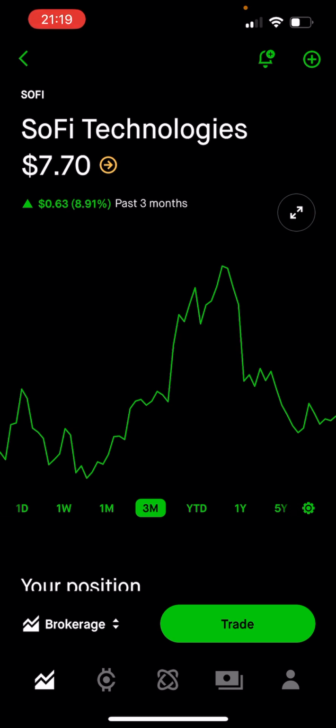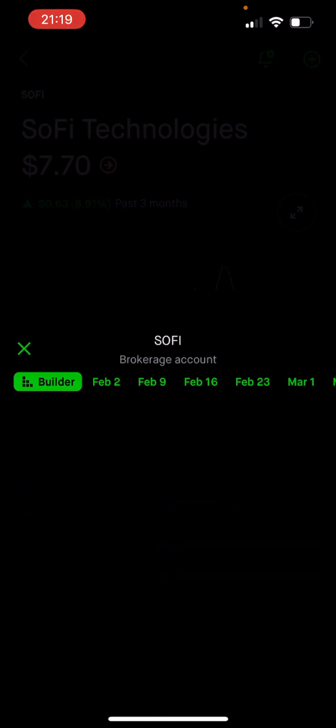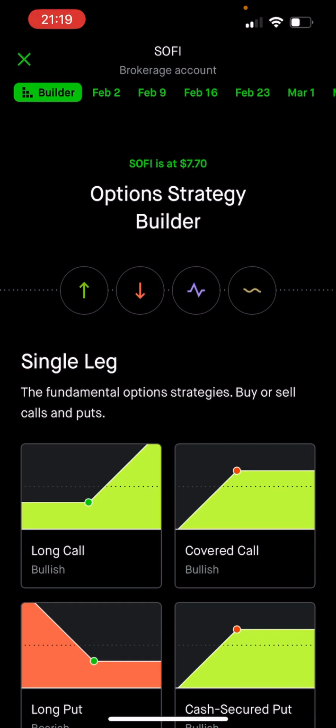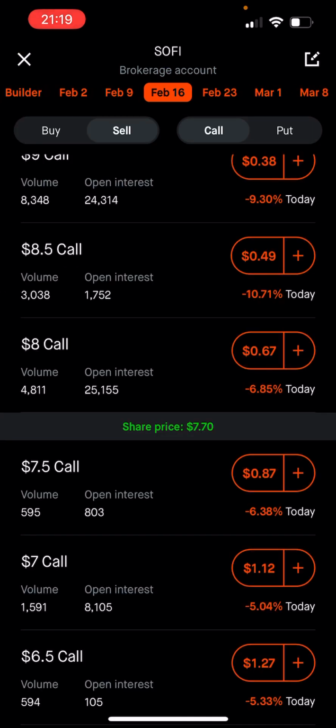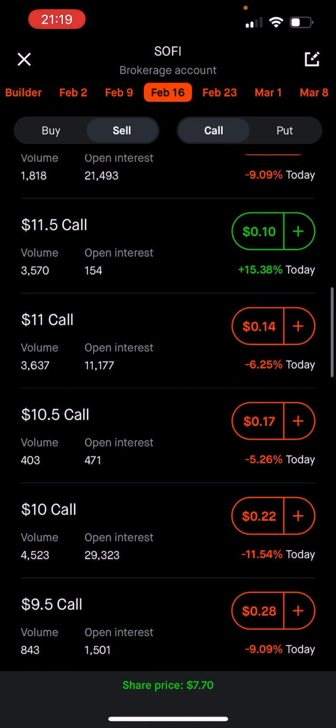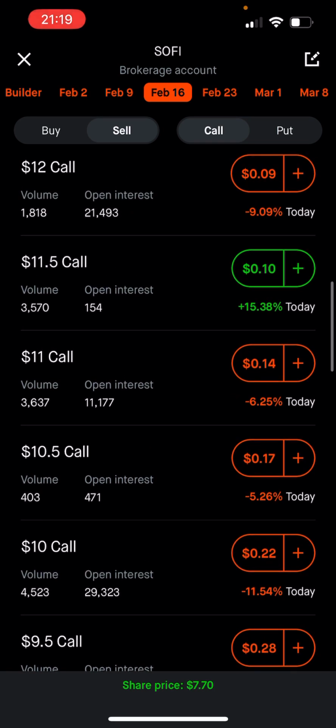So to sell the covered call, I'm going to go ahead and click trade options. Our strike date is going to be February 16th. At the top here, you want to make sure it's on sell and call. Again, that's important. You're going to want to make sure you're the seller and you're selling a call. The current share price of SoFi is at $7.70. The call we're going to be looking at is for $11.50 for February 16th. So I'm going to go ahead and click on that.